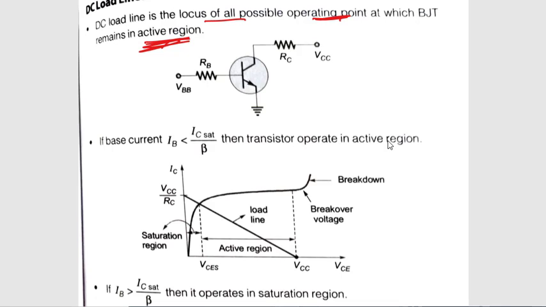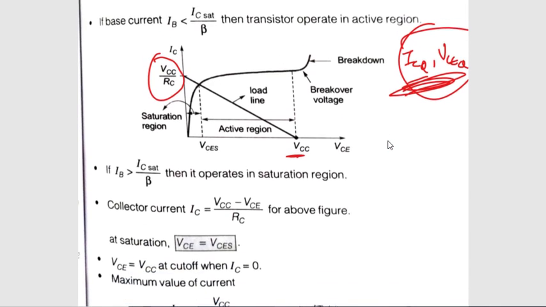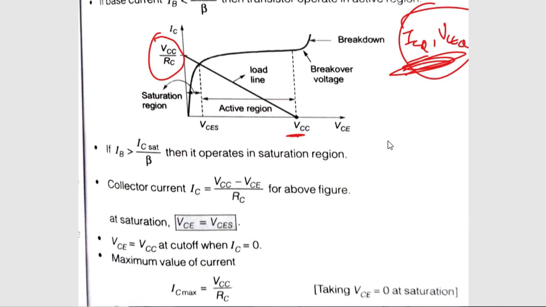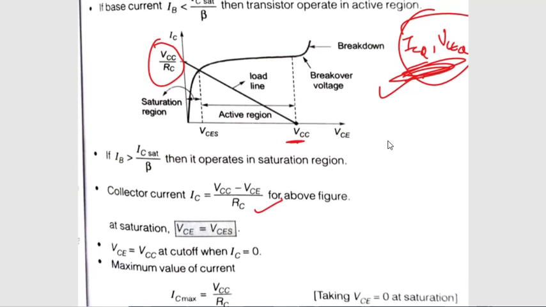Here the operating point will be VCC upon RC, comma VCC. Or you can say, ICQ, the quiescent point, comma VCEQ. These are the operating points of the transistor. From these points only we represent a DC load line. Here IC is equal to VCC minus VCE upon RC from the above figure.